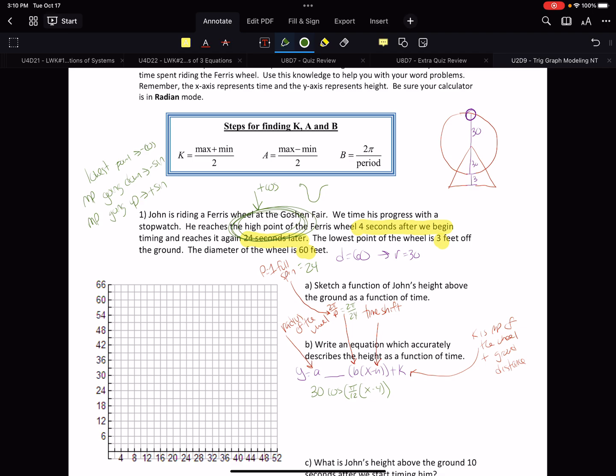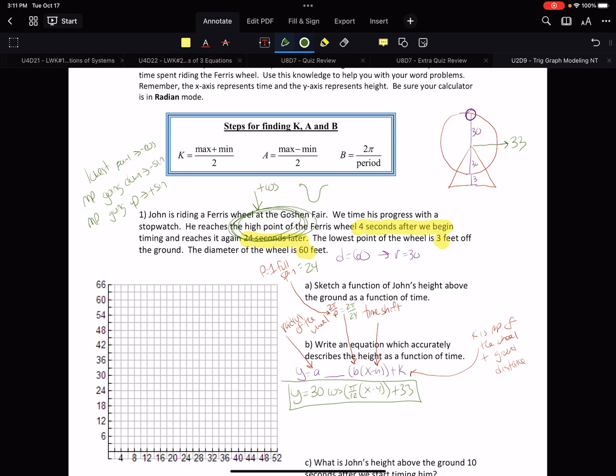The last thing is our midpoint of the wheel. So we got the radius plus the distance off the ground for 33. So there's our equation. Y equals 30 cos pi over 12 x minus 4 plus 33, to take into consideration that we're going off the ground.